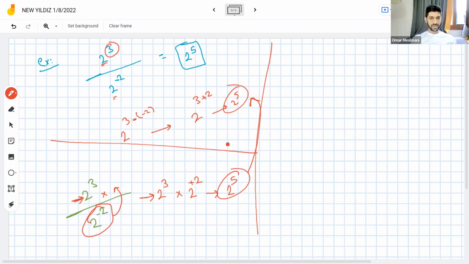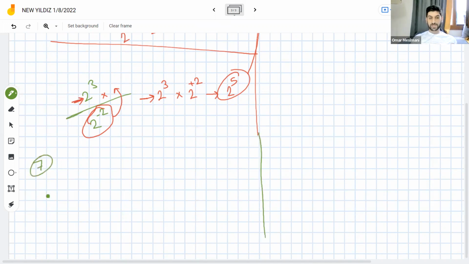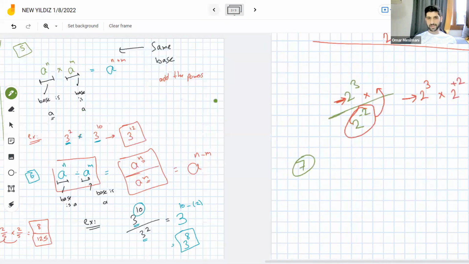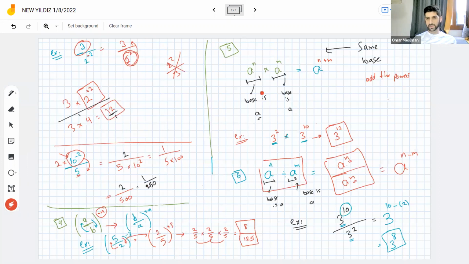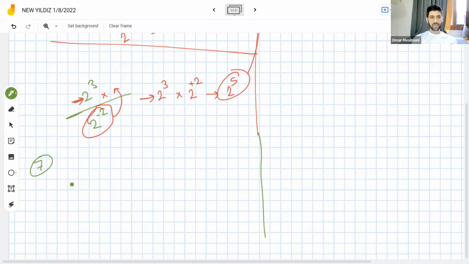Rule number 7 or 8. What we did? 7. Okay. So rule number 7. What is rule number 7? It's basically now in rule number 5 and 6. Look, in rule number 5 and 6, we have a same base. But right now in rule number 7, the bases are not the same. If you have different bases, for example, if you have a power n multiplied by b power n, you see, it's different bases, but with the same power.